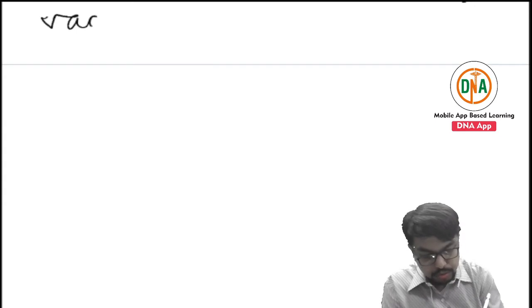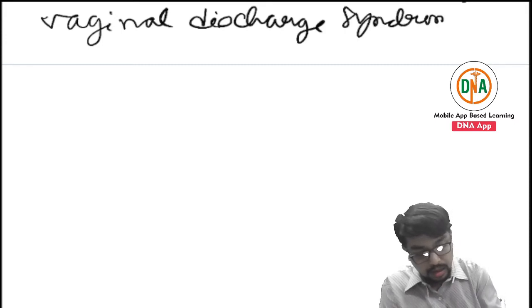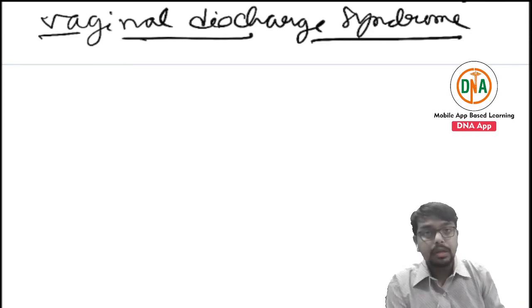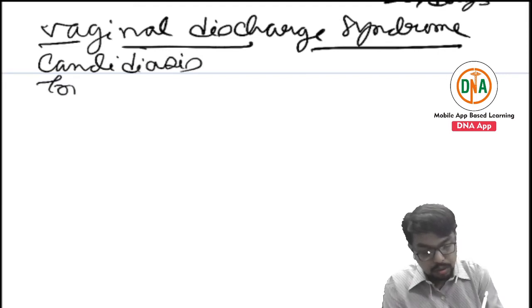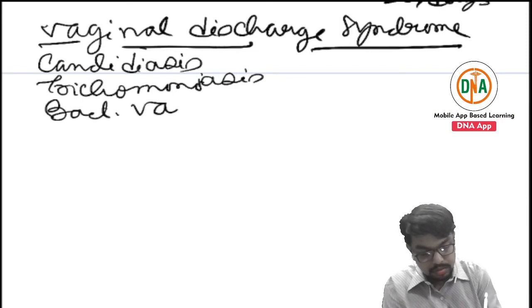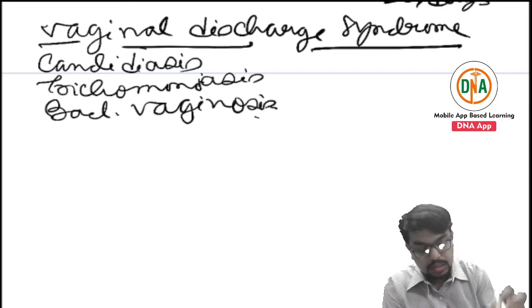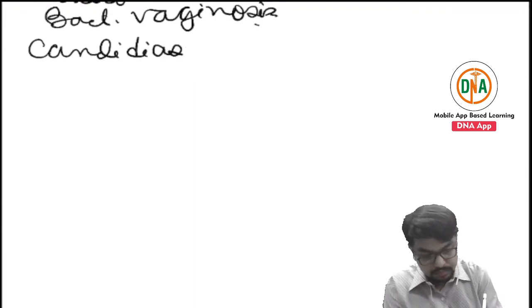Next we will move on to the vaginal discharge syndrome. There are three most common causes of vaginal discharge syndrome. Number one, candidiasis. Number two, trichomoniasis. Number three, bacterial vaginosis. Okay, we will discuss one by one. First, candidiasis, a very common cause of vaginal discharge.